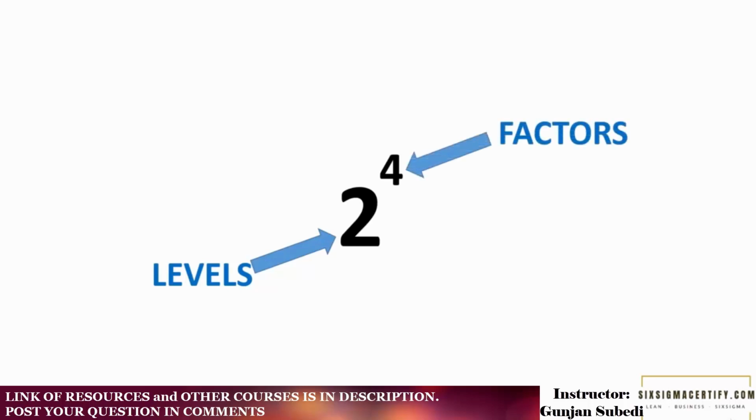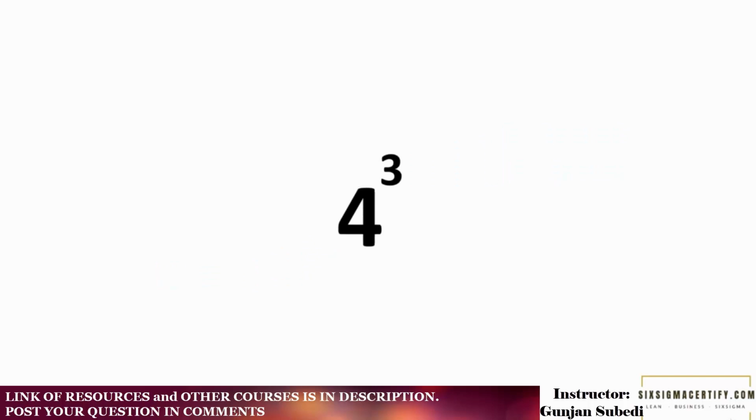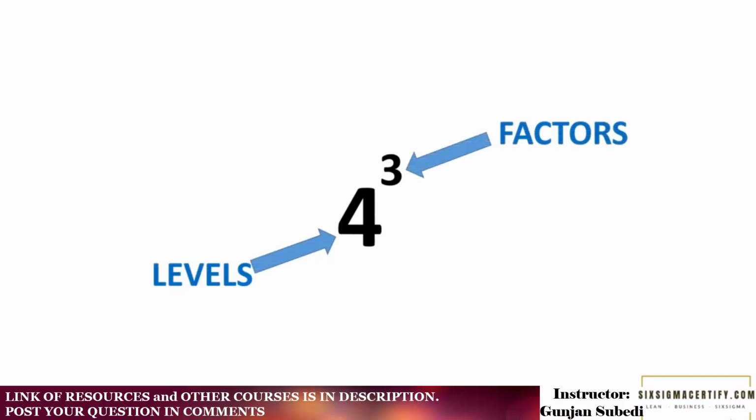Similarly, if we represent as 2 to the power 4, the lower 2 stands for the number of levels and upper 4 stands for the number of factors. Similarly, the experimental design 4 to the power 3, the lower 4 stands for the number of levels and the upper 3 stands for the number of factors.